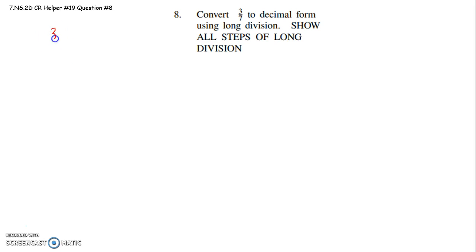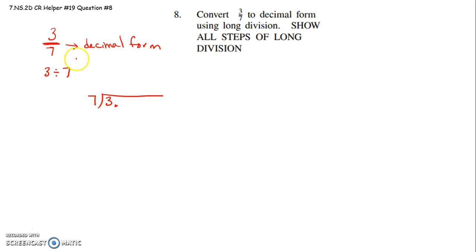Okay, so if we're going to do 3/7 to decimal form, we need to take 3 and divide it by 7. That fraction bar means divide it by 3, divide it by 7. That means 7 is going outside our division box. We need to do 7 into 3 and show our long division.